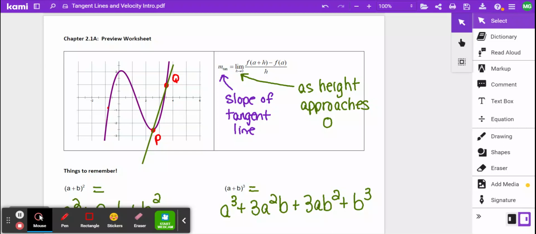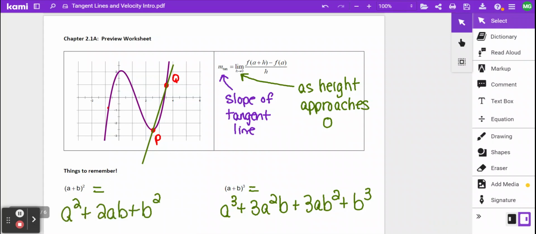Hi, everyone. What we're going to be working on in today's lesson are some foundational skills that you'll need for the rest of this chapter. What I want you to look at is this function that I have here, which is a cubic function, and I have a line that cuts through that function in two places, which is called a secant.